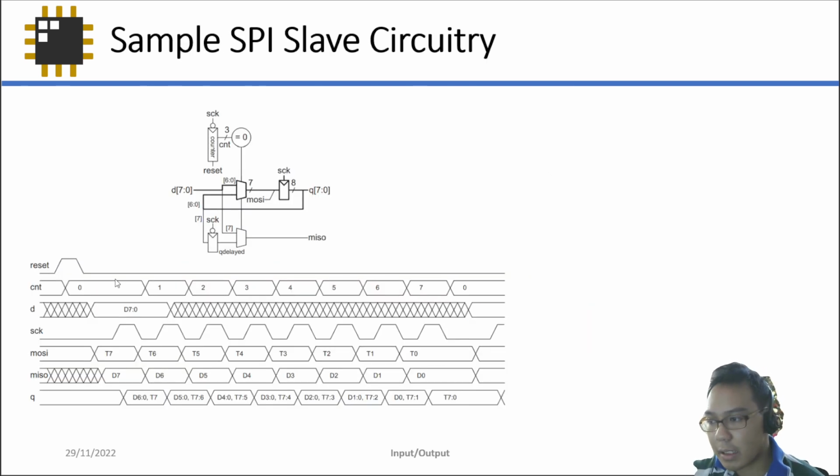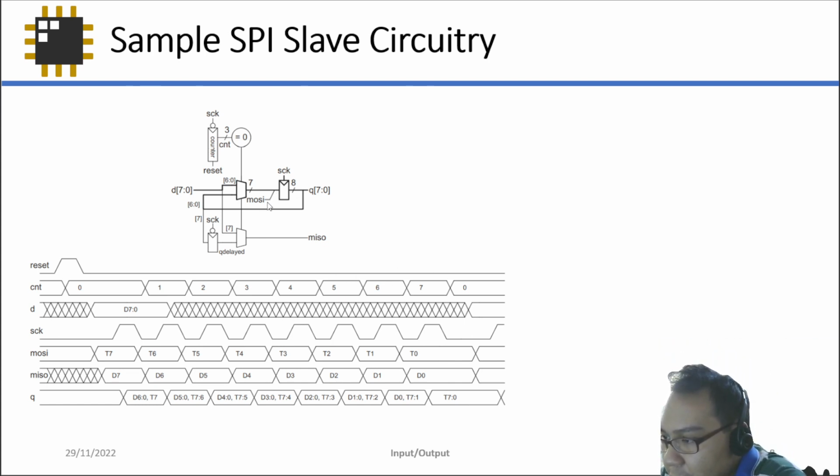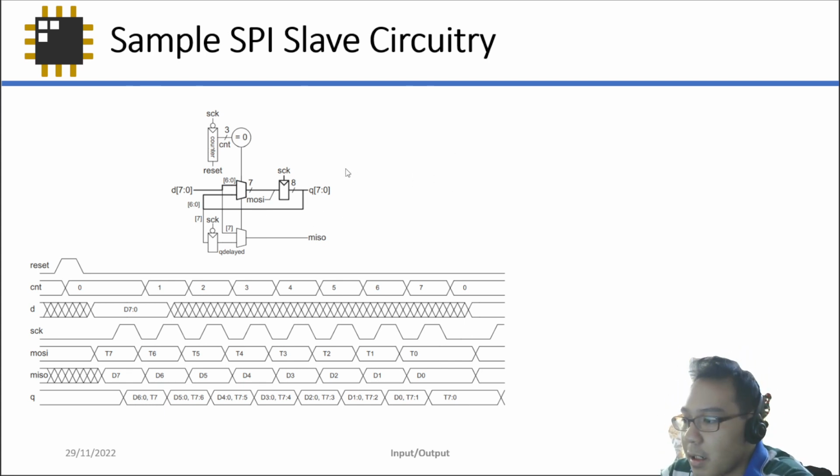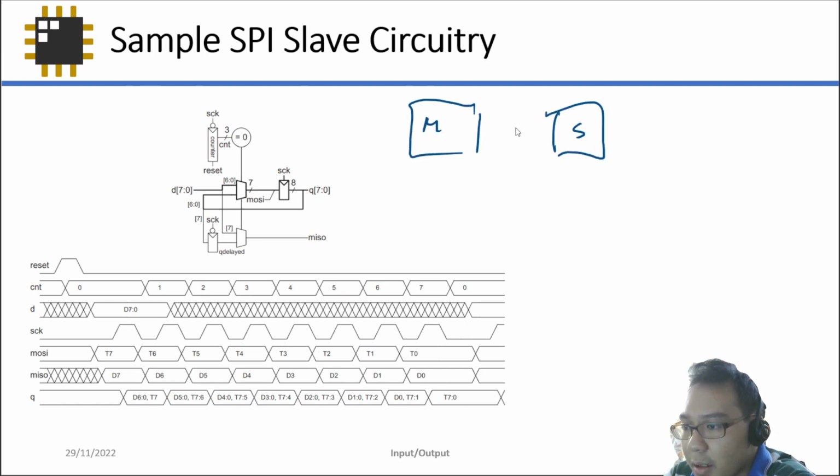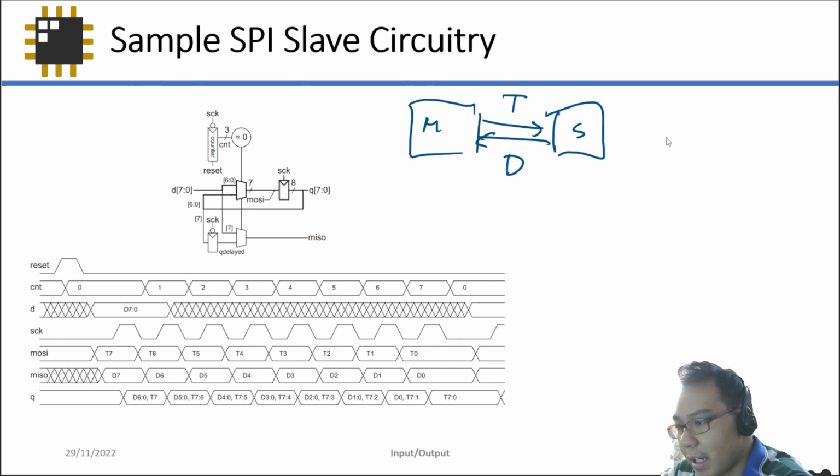So as a sample of a slave circuitry for SPI, we can see here what happens. We take the MOSI, the master out slave in signal, and we add it to the 7 bits. This is how the communication takes place, because in this specific communication, the master tries to send the data T to the slave, and the slave tries to send the data D to the master at the same time.